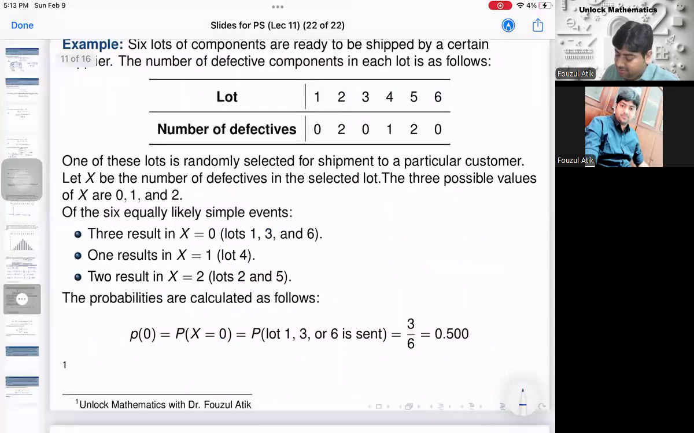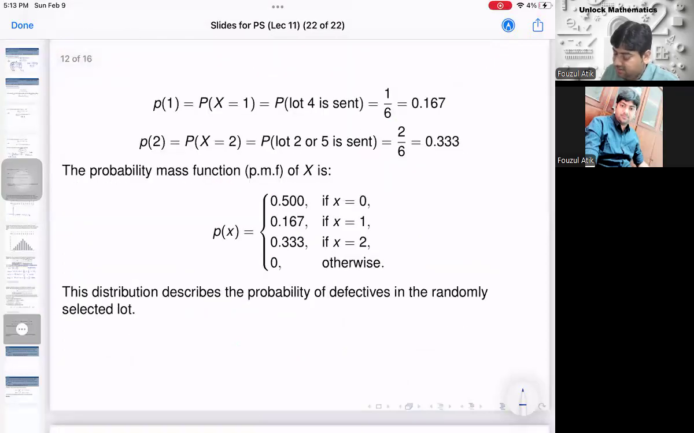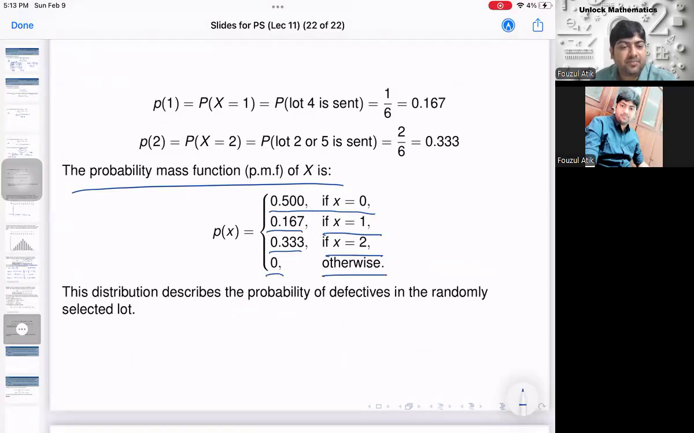So the probability mass function of this random variable x is p of x equal to this whenever x equals 0, equal to that if x equals 1, equal to this whenever x equals 2, and equal to 0 for all other real numbers. So this distribution describes the probability of defectiveness in the randomly selected lot. So we calculated the probability mass function of this random variable x. I hope it is clear.